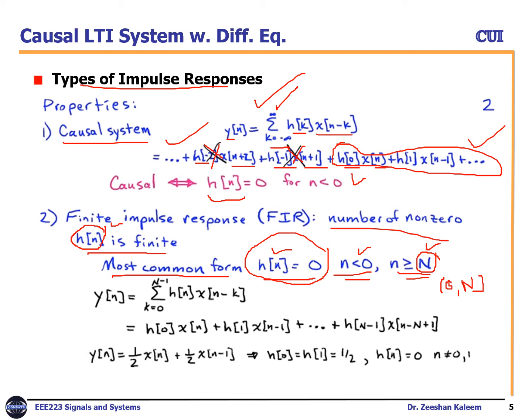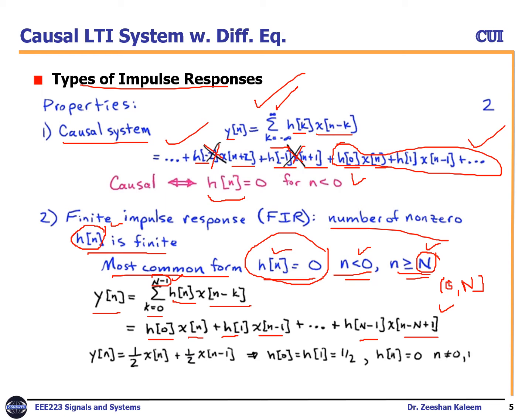Let's take an example. For example, y[n] equals the sum over k from 0 to n minus 1 of h[k] x[n minus k]. So when we open this one, h0 x[n], h1 x[n minus 1], so it will iterate till n, right? So h[n minus 1] and x[n minus n plus 1]. So there will always be a limit, not infinite. So this is kind of a finite impulse response type of system, right?